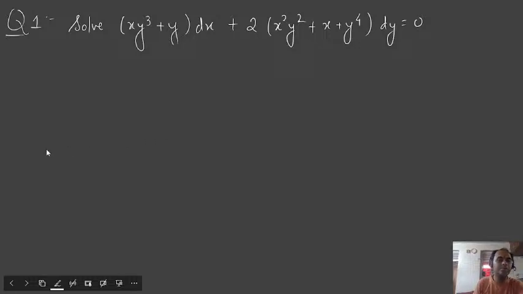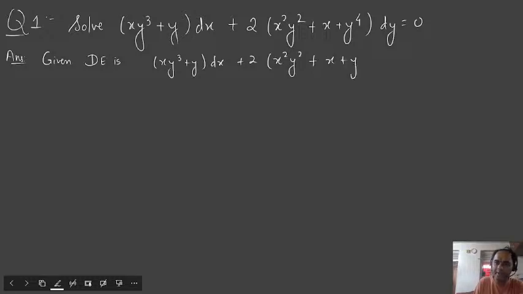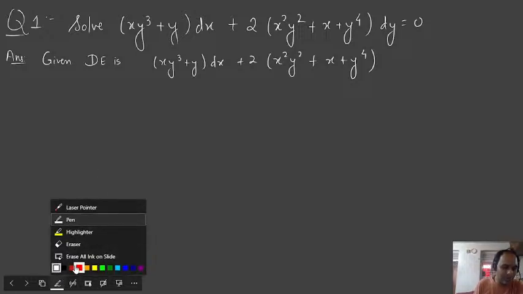Now, while solving this question, we have to be very careful. First, we will write here the differential equation. Always have a habit of writing the given question again. Given DE is xy cube plus y dx plus 2x square y square plus x plus y raised to 4 dy. Now this statement is not required, but if you write it, it is okay.